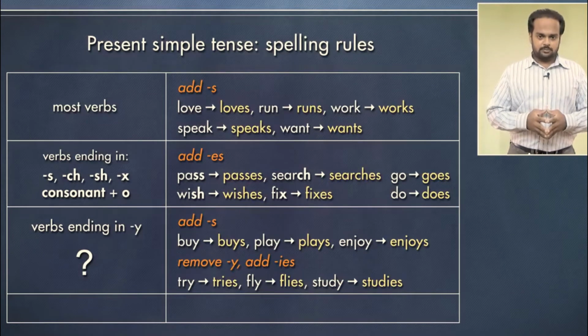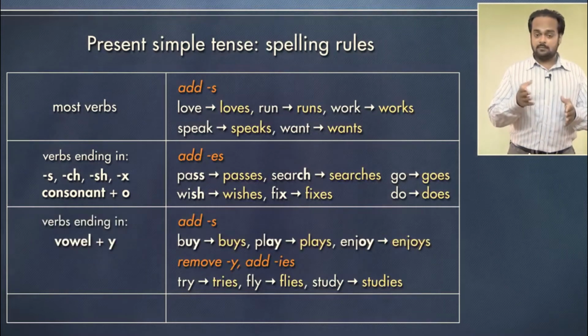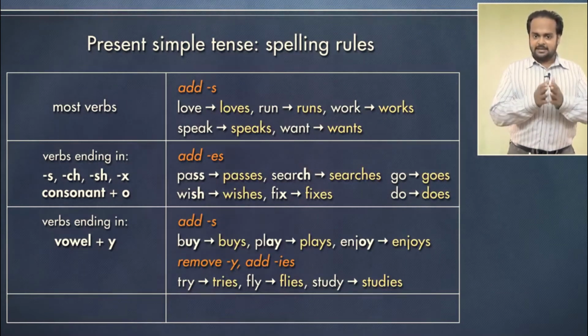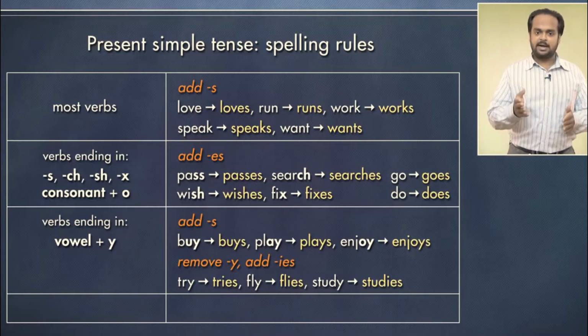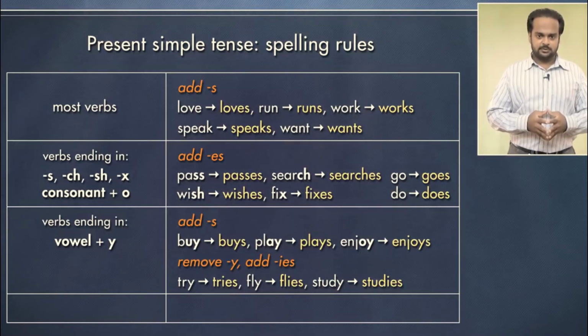Well, if you look at the verbs buy, play, and enjoy, you see that they end in a vowel plus Y. A vowel is one of these letters: A, E, I, O, and U. These verbs just take an S after them, so we have buys, plays, and enjoys. What about the next set of verbs?